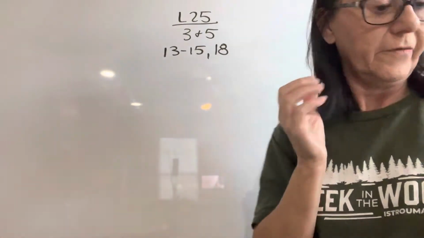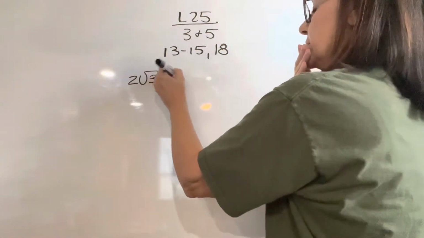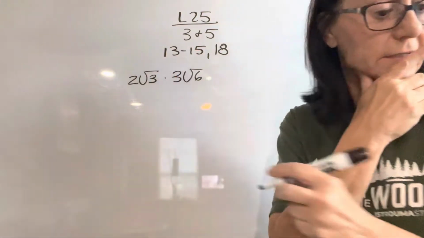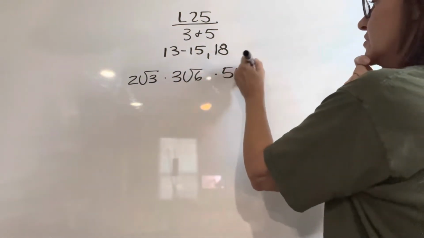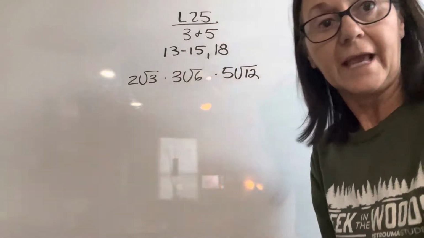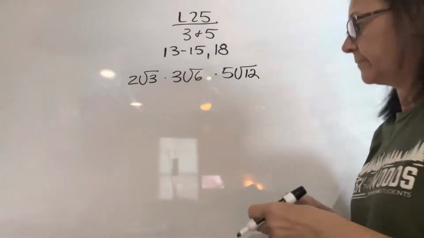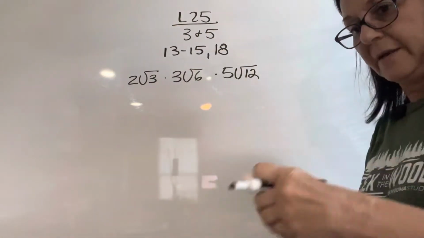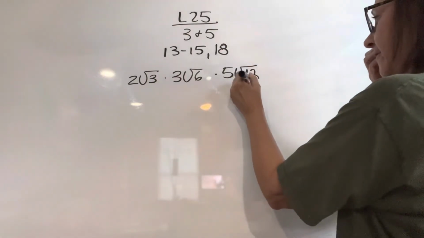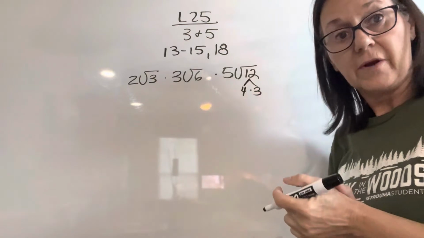All right, it's 2 square root of 3 times 3 square root of 6 times 5 square root of 12. All right, the first question I asked myself is, can I simplify any of the radicals? The only one I can simplify is the 12 because it is 4 times 3. So I can unsquare the 4 and it becomes a 2.